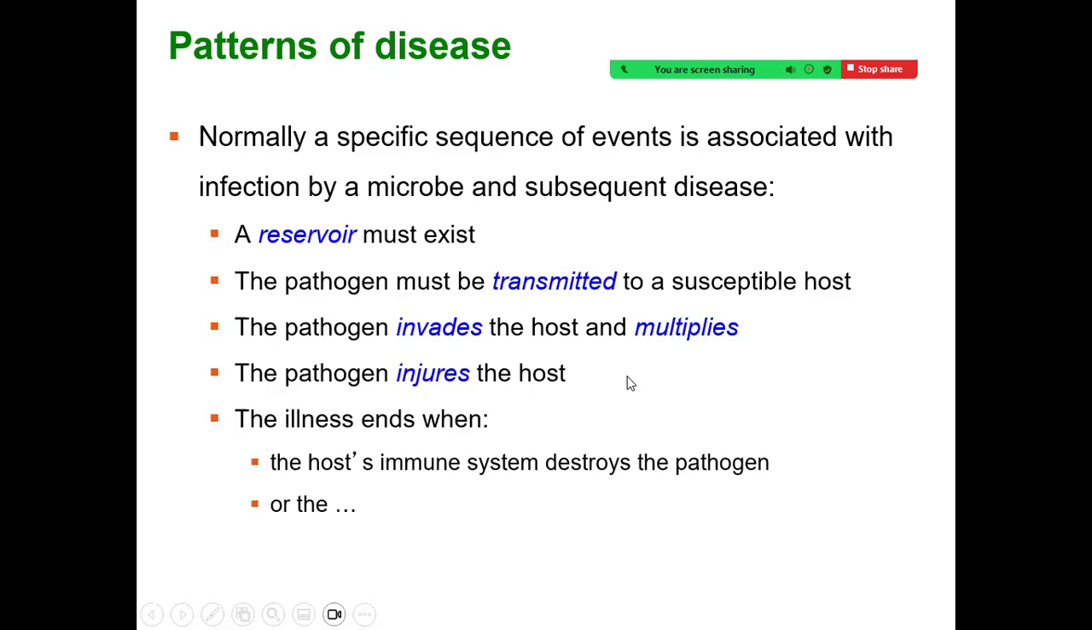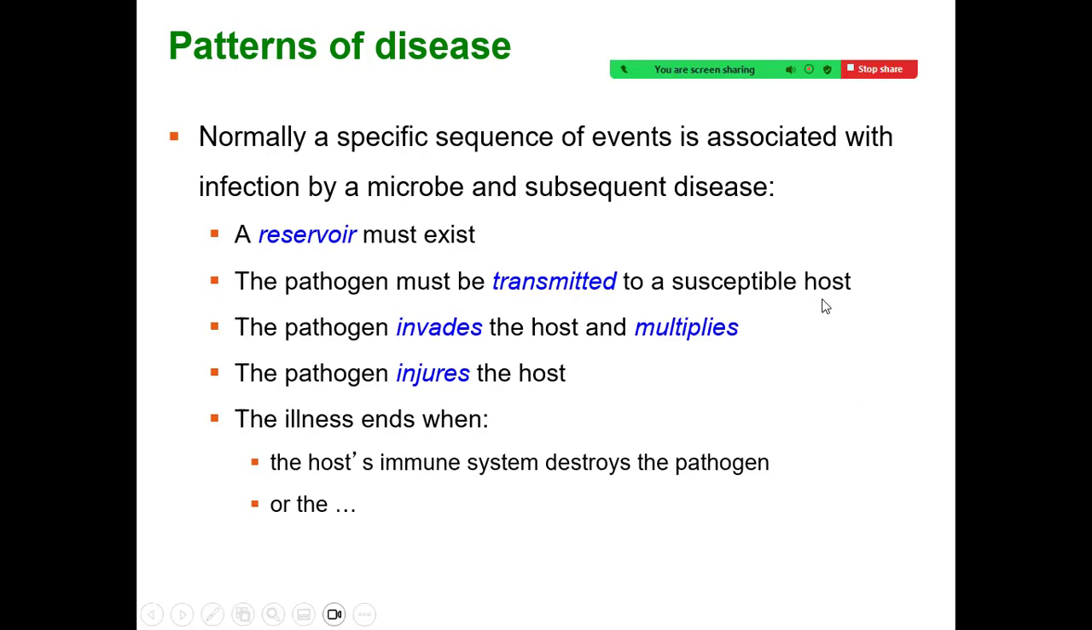If we look at a disease, we'll notice that it goes through certain patterns of disease development. Normally, there's a specific sequence of events associated with an infection by a microbe, and then the subsequent disease that it causes. First, the disease-carrying organism has to come from a reservoir. This is where the disease exists before it gets in a patient and then causes an active infection, which causes the disease. The pathogen must be transmitted to a susceptible host.